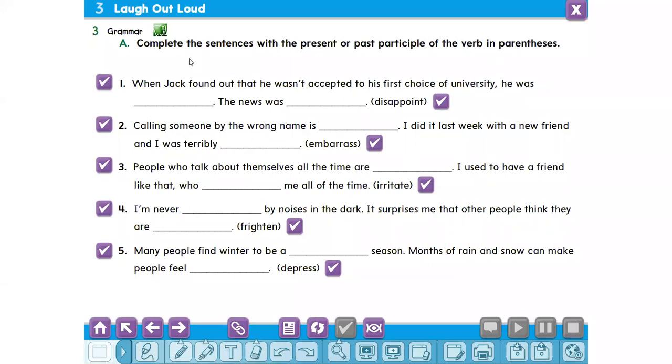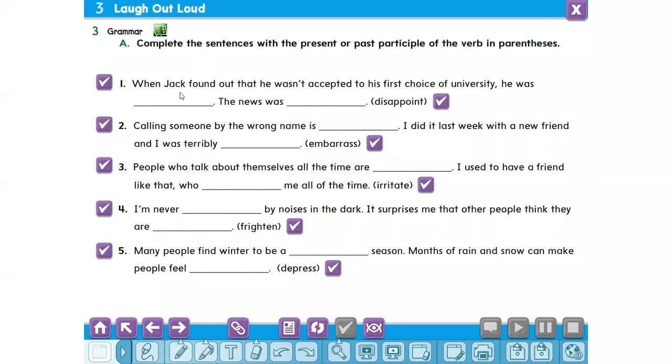Number one, who can read and answer? Ahmed Oda. When Jack found out that he wasn't accepted to his first choice of university, he was disappointed. And the news was? The news was disappointing. Great.